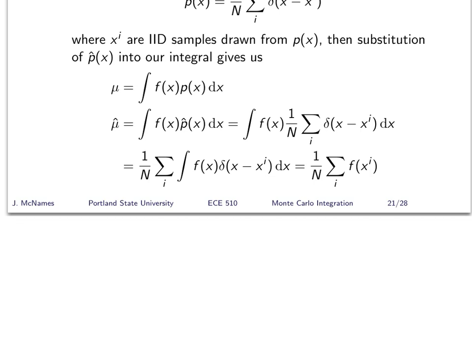And now, when we integrate an impulse that is centered at x of i, all of you hopefully remember from your signals and systems course that that's just equal to f evaluated at x of i. And so the way that this is explained in the engineering literature is rather than saying we are approximating mu as a sum of f evaluated at specific points, instead we say no, we are approximating p of x with something that is very different than p of x, the sum of impulses.